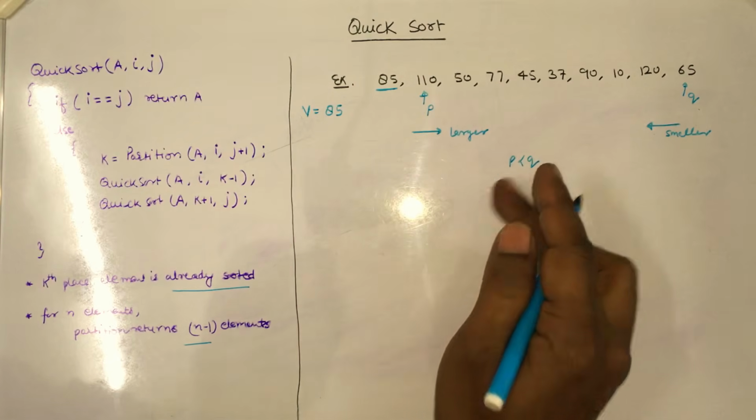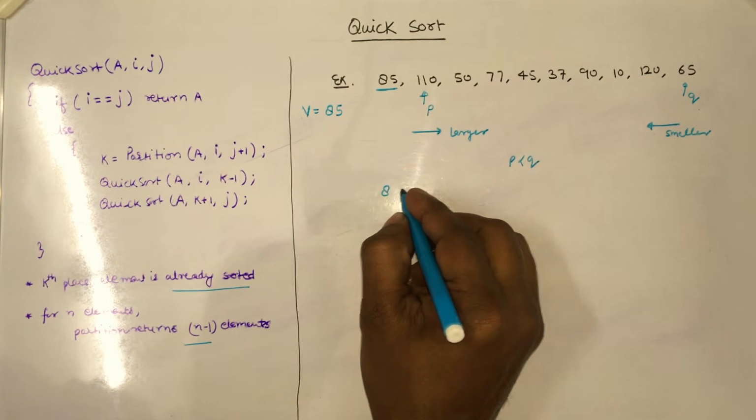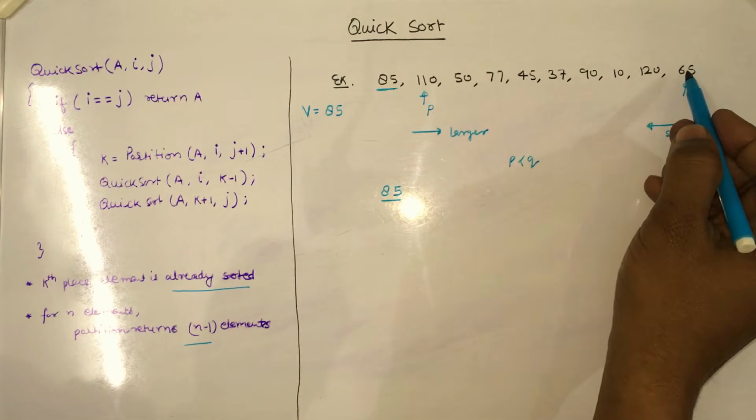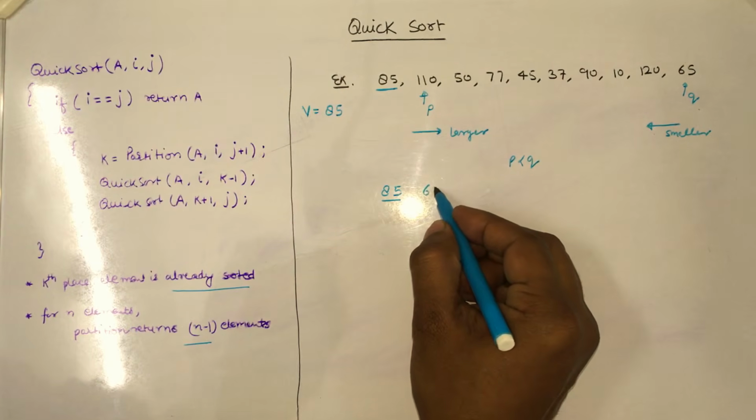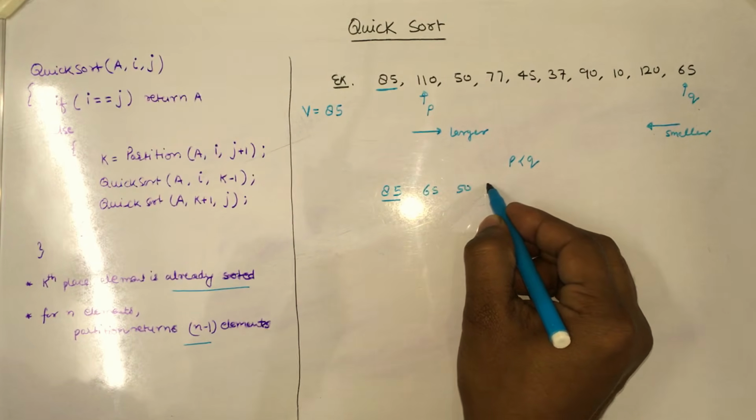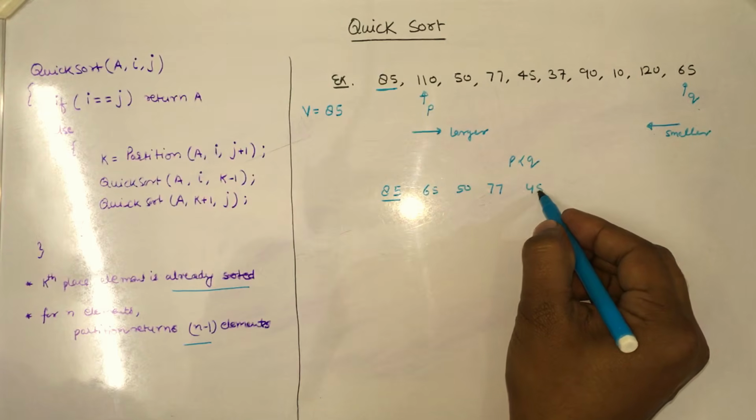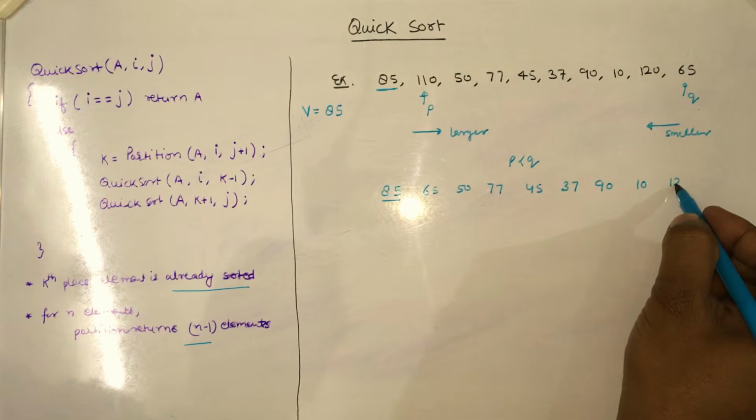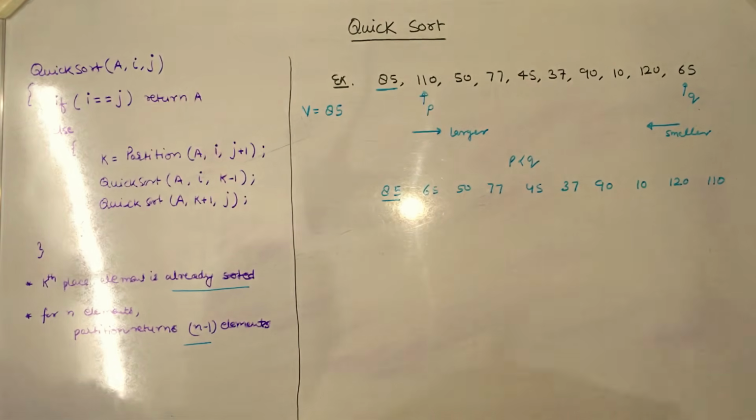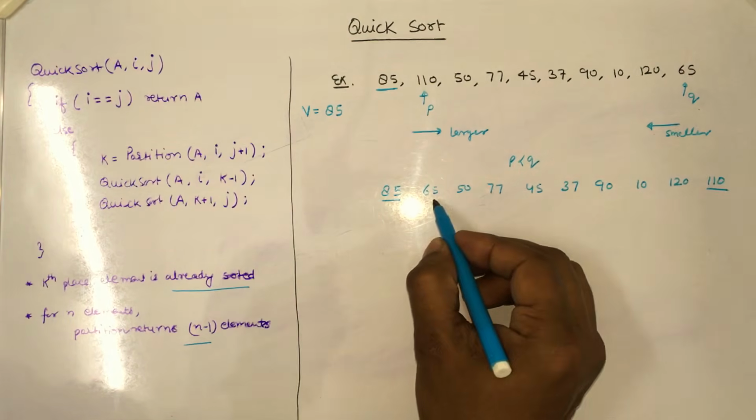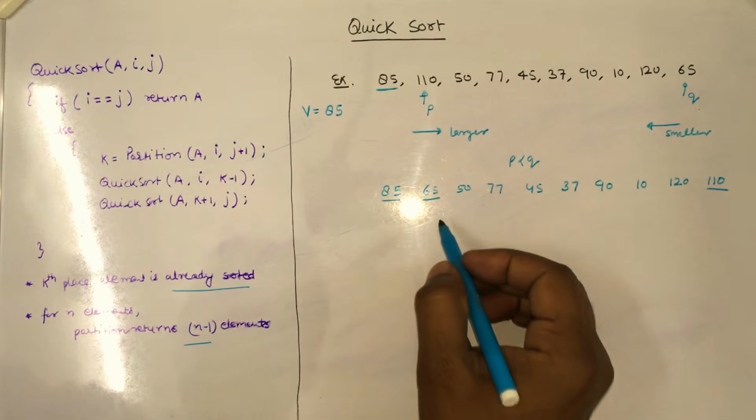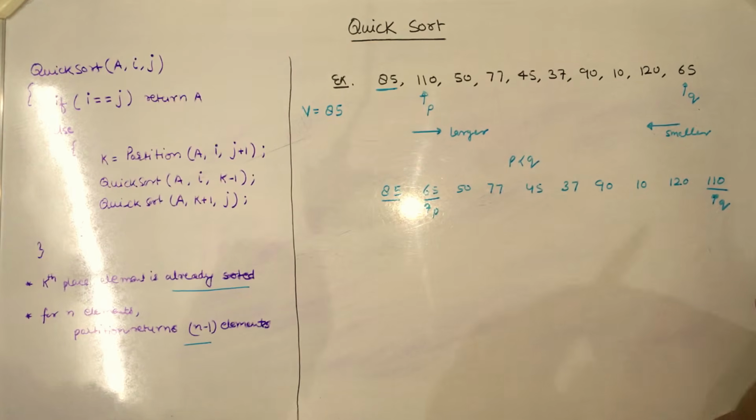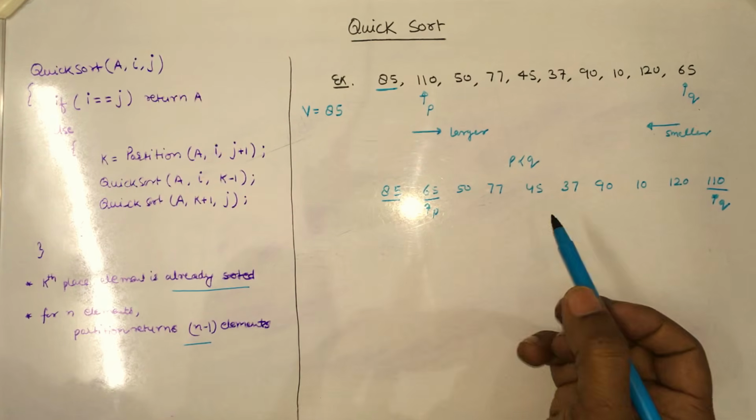So let's write the subsequent resulting array. 85 is the pivot, and I need to swap this one. So 65 is here, then 50, then 77, 45, 37, 90, 10, 120, and 110. So these two elements are replaced. Now the pointers are on the same locations where they were earlier.